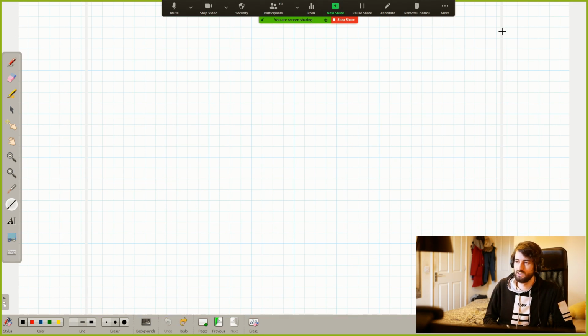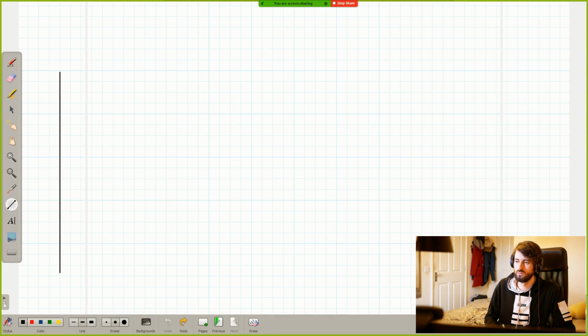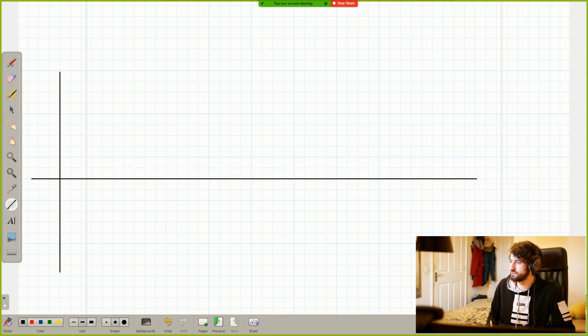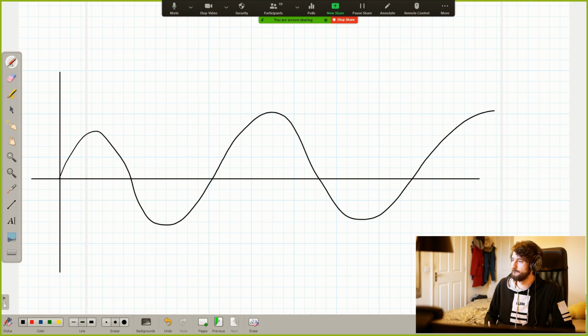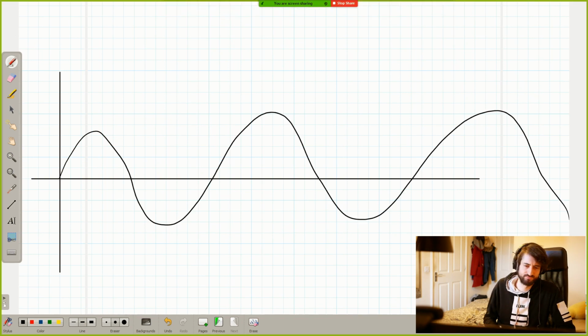That was the worst line of all time, considering I have a straight line tool. Right. We have sine wave. Not bad. Okay. Not great, not bad.